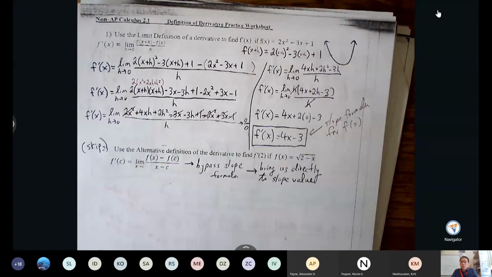We're going to make some progress with chapter 2. I want to review a little bit with the homework yesterday from 2.1, finish up a few things with 2.1, and then we'll go into 2.2 with power rule. Let's see here.